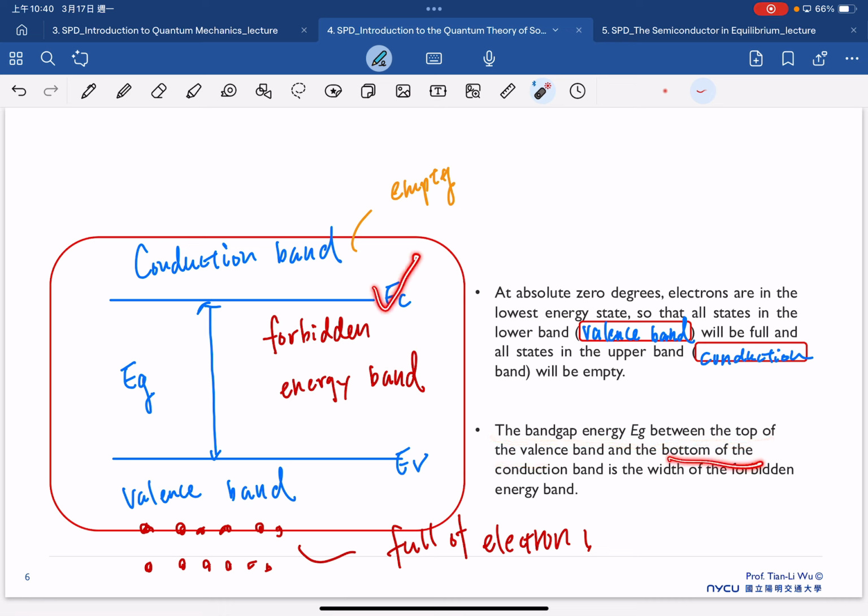The band energy between the top of the valence band and the bottom of the conduction band is the width of the forbidden energy band. And usually we won't mention the term forbidden energy band again in the future. We just call it the band gap. In between, we call it the band gap. It has fewer words, and it's also easier to pronounce. So in here we only mention forbidden energy band, but in the future we only mention the band gap, because that's more practical once we consider the device.